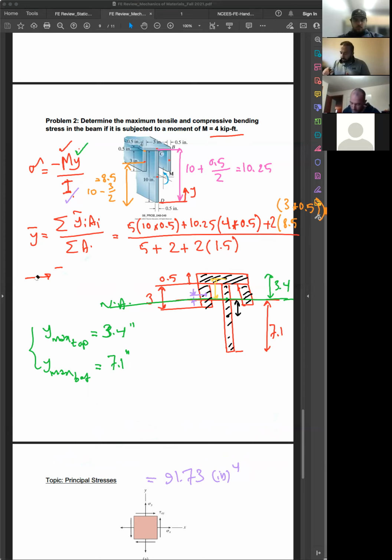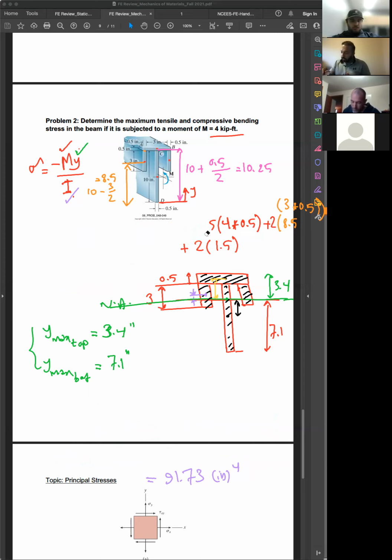I'm gonna erase this as well. All right. So let's see. Sigma is equal to negative My over I, starting with the top one.